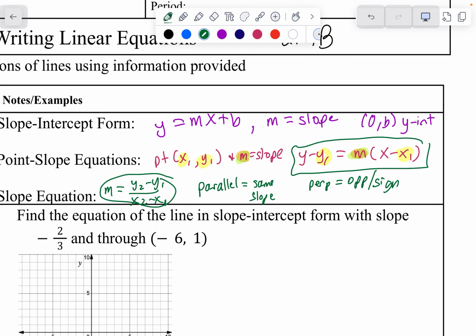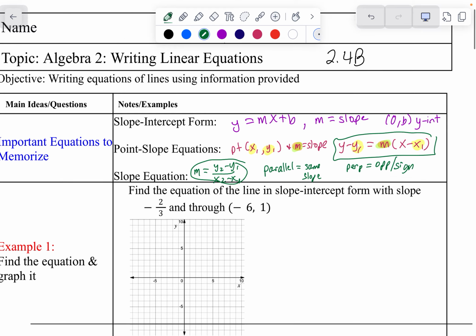So, I think maybe we have 2 more sections left of the chapter, so we're getting pretty close to being done with everything, okay? So in this lesson, I'm not just going to have you graph the line. Actually, for the homework, I didn't ask for any graphs, but I need to find the equation that goes with it. Okay, so does everybody have the equations to memorize written down? Yeah. Okay, so let's look at our first example.